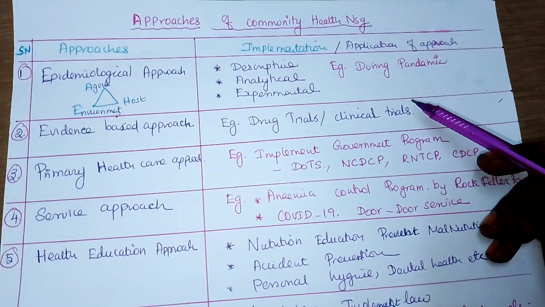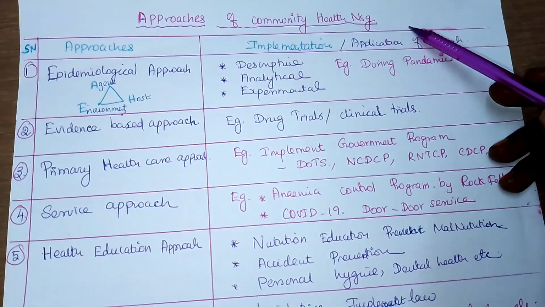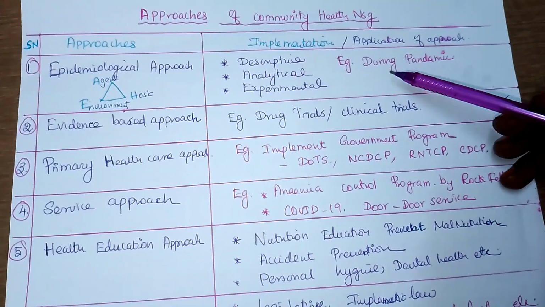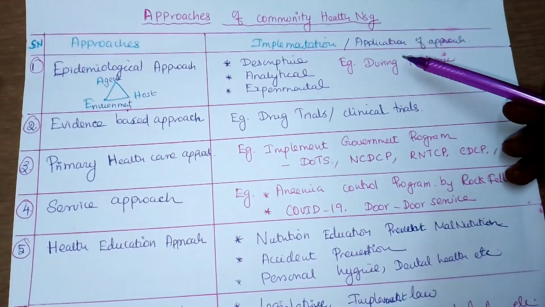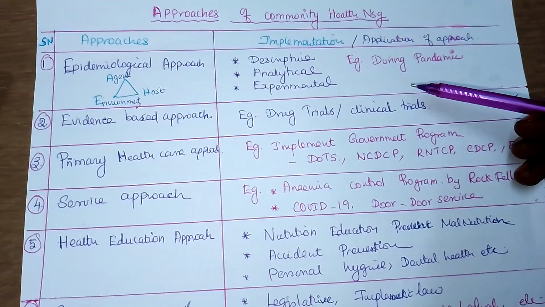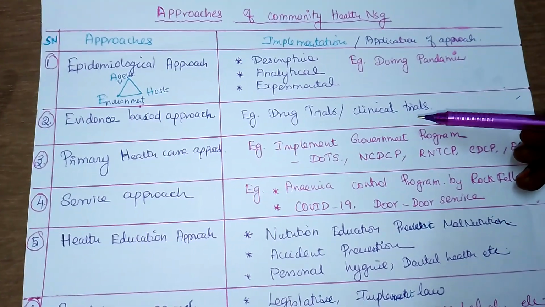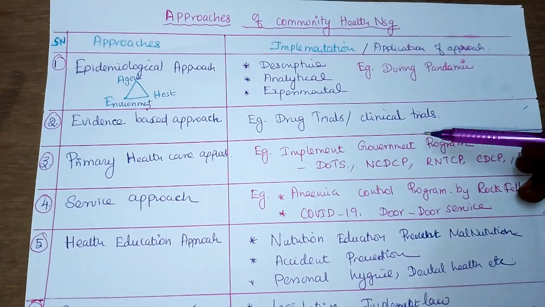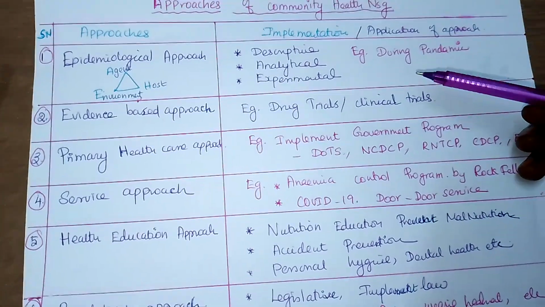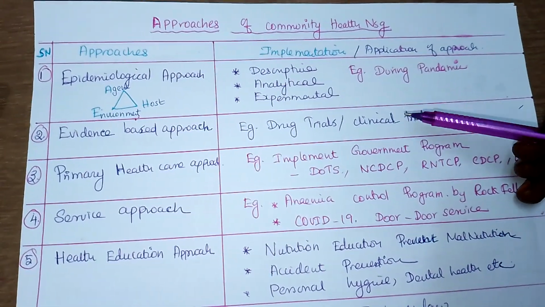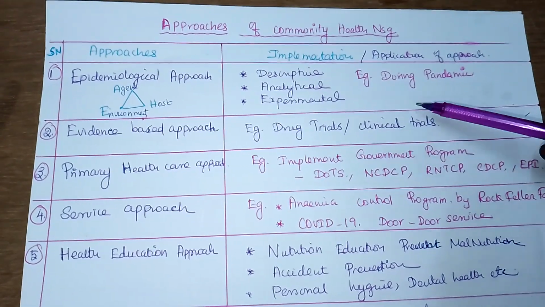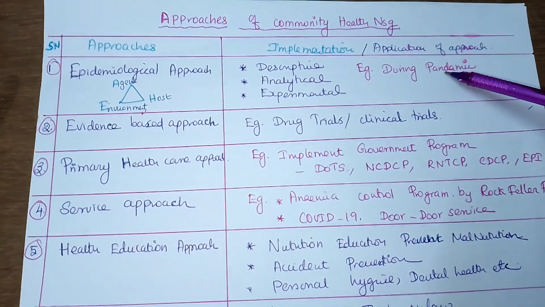Good morning, students. Today we will see the different approaches of community health nursing. As a community health nurse, for example, many diseases are coming, a sudden pandemic is coming, or a flood or some disaster is coming. Every time we cannot use only the primary health care approach or the health education approach or health awareness. Sometimes, in different situations, we have to use different approaches. Let us see which approach can be implemented in which period of time.